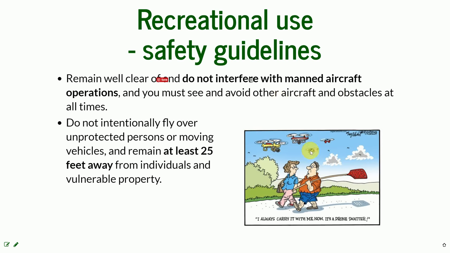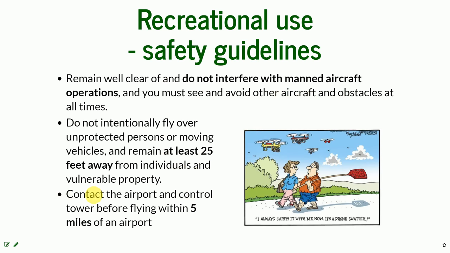The next safety guideline is to always respect the privacy and the safety of the people and the property. So fly at least 25 feet away from individuals and property. Also, you need to contact the airport and control tower if you are within 5 miles of an airport. And you're going to learn later how to know if you are in the vicinity of the airport, how to check it, and how to be sure if you have to contact the airport or you're far enough away not to do that.